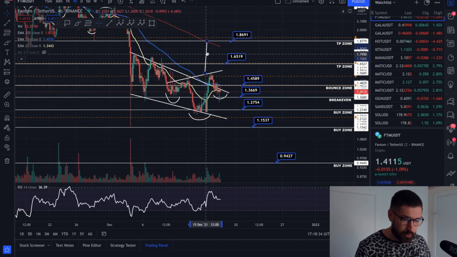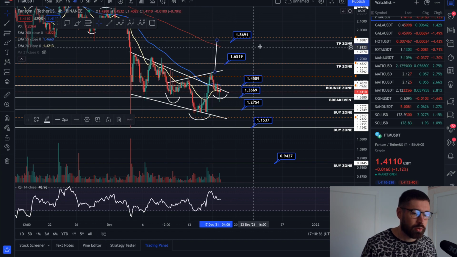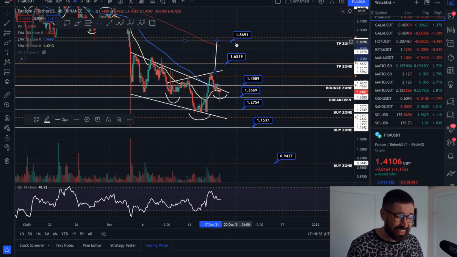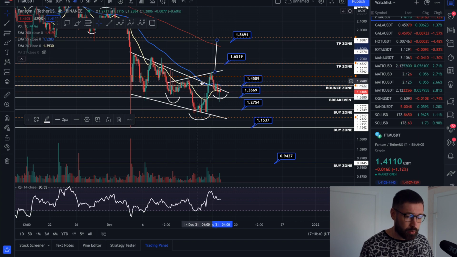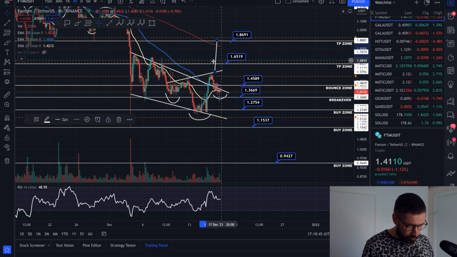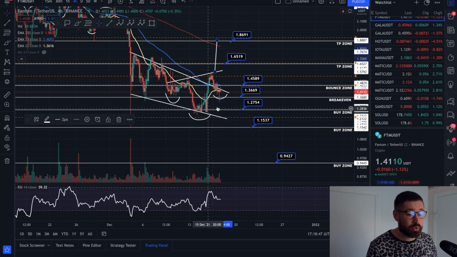It'll bring Fantom, look at that guys, perfectly up to our next take profit zone at 186. So do keep an eye on that pattern. If we're able to break out of this falling wedge and we get back above the EMAs, we break that neckline, could be the reversal we've been waiting for.